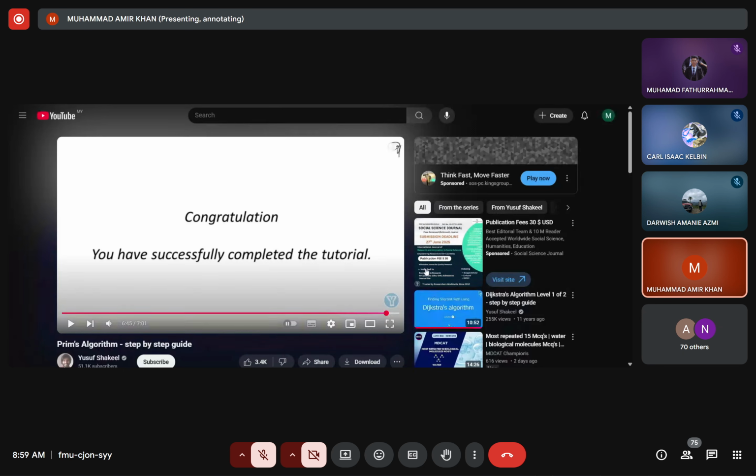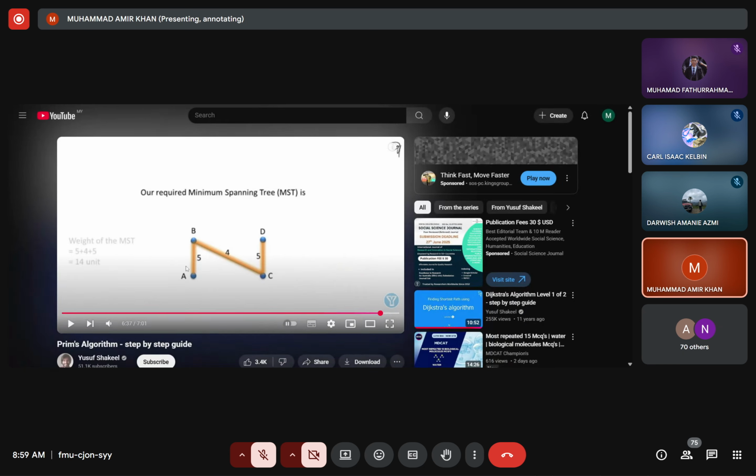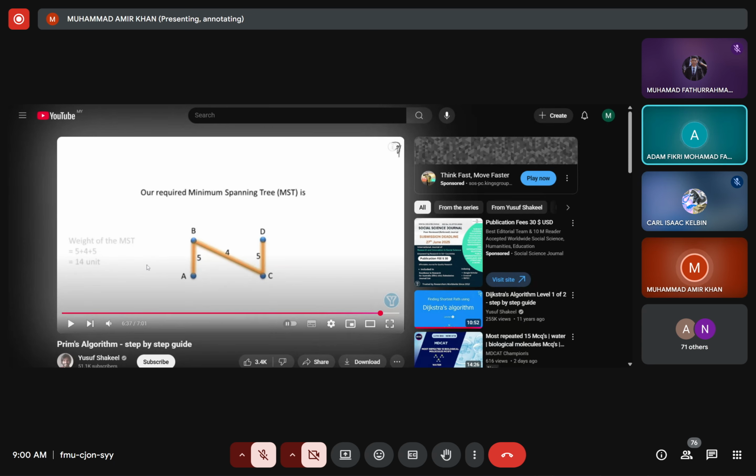Faham? See, here we find this only, and we remove all other edges. This is the minimum spanning tree. If I want to go to D, we follow this path: A, B, C, and D. Faham? Any question? No questions, sir. Okay, so very simple.